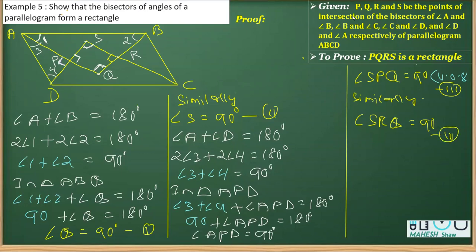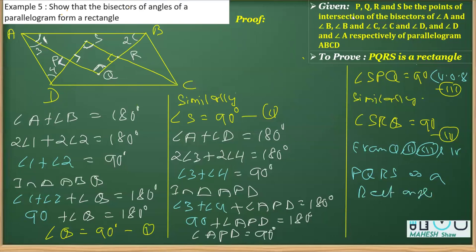Now check here what we actually proved. We proved all four angles of this quadrilateral as 90. That is from equations 1, 2, 3, and 4, we can say that PQRS is a rectangle. And the reason is that here we proved each angle of this quadrilateral as 90 degrees.